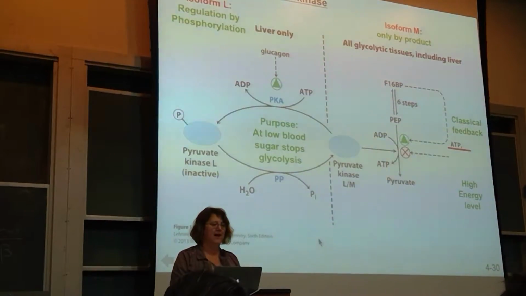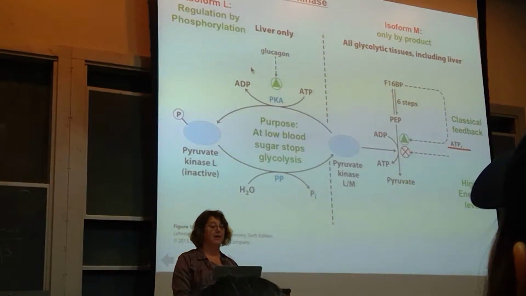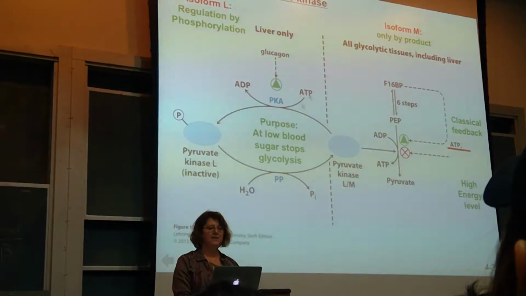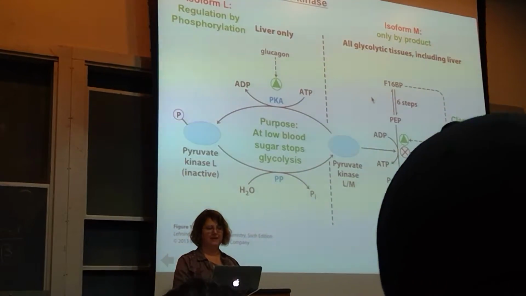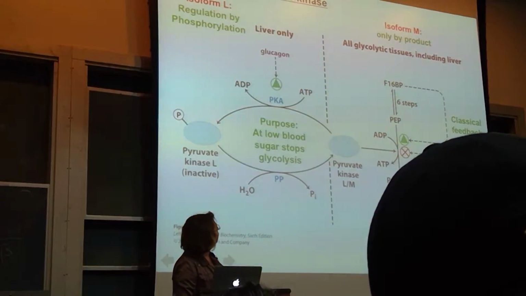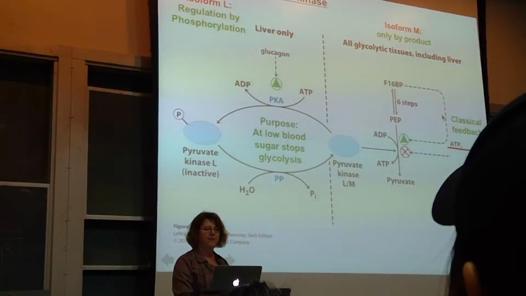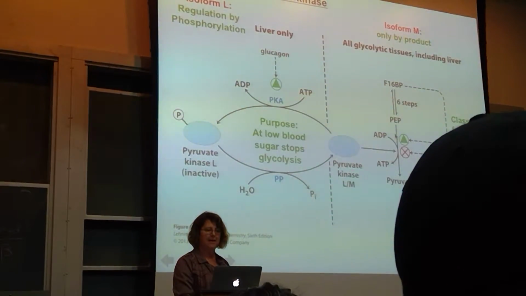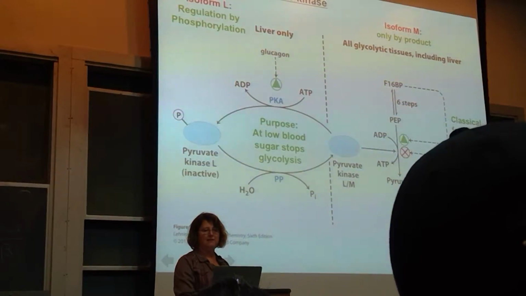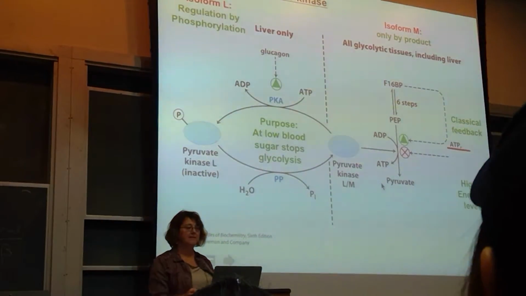In this case, we have similar kinds of regulation. We're having regulation by phosphorylation, but we have 2 different types of the enzyme: one that's only in the liver and one that's in everything. The one that's in everything, we'll talk about first. It has this classical feedback. For pyruvate kinase, if it's active, it's catalyzing this reaction from phosphoenolpyruvate to pyruvate, and generating ATP, the final part of glycolysis.